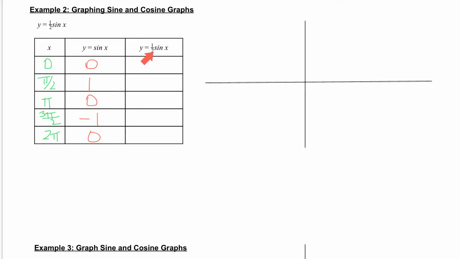Then what we want to look at is what our actual function is here. And what we're doing is we're taking 1/2 times the sine of x. So we're taking this sine of x number and we're multiplying it by 1/2. So in this last part here, we want to multiply the y value by 1/2.